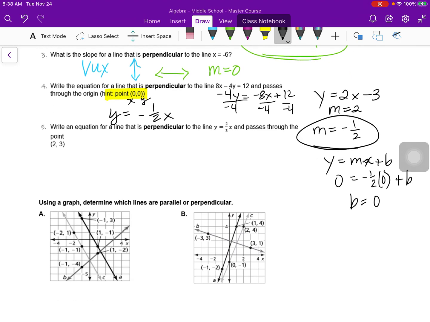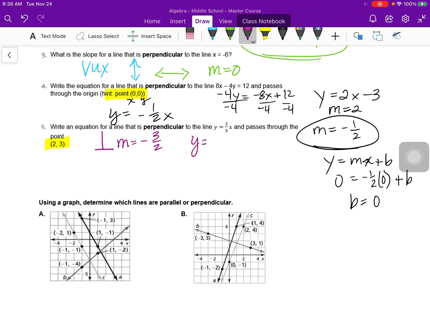Number 5 says write the equation for a line that is perpendicular to y equals 2/3 x and passes through the point 2, 3. Okay, so this time I need to first find the perpendicular slope. And I should have been showing this to you guys, when you do the symbol for perpendicular, it looks like a little upside down T. So the perpendicular slope for this line would be negative 3/2. And then we want the point 2, 3.